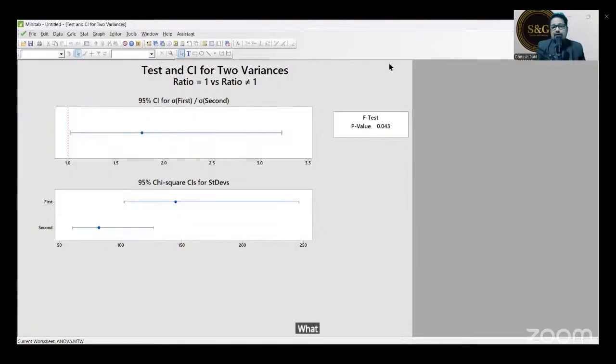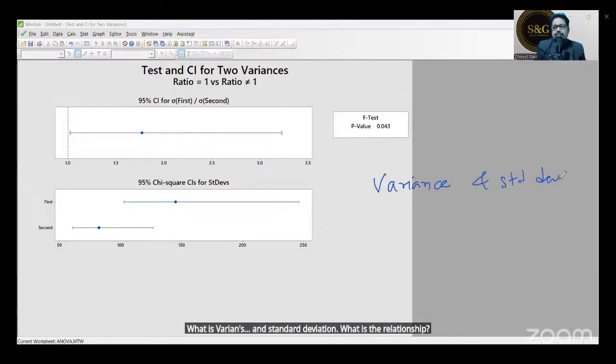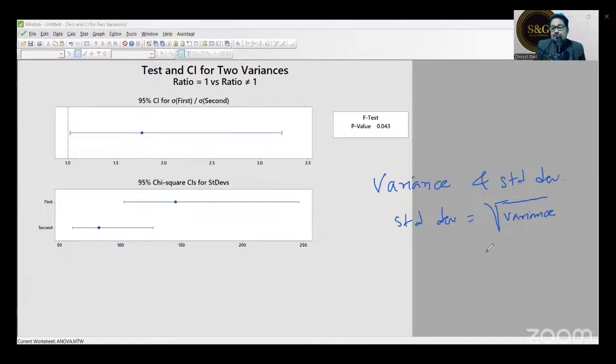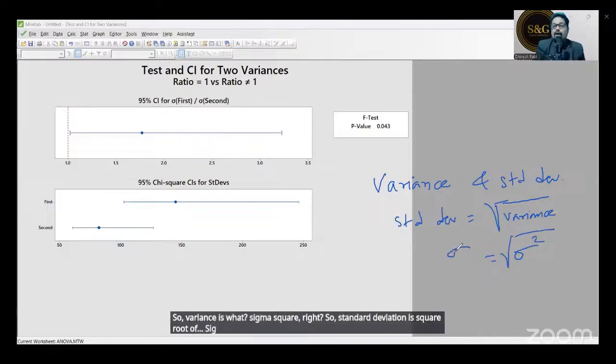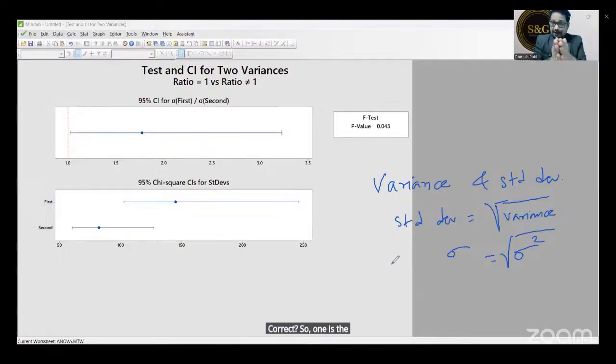What is the relationship between variance and standard deviation, guys? What is variance and standard deviation? What is the relationship? Standard deviation is equal to the square root of variance. So variance is what? Sigma square, right? So standard deviation is the square root of sigma square, which is sigma, right? So variance and standard deviation are basically the same thing, correct? One is the average, the central tendency. The second is the variation.